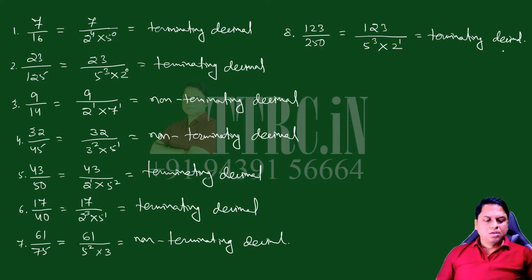So just remember, whenever we are getting only 2 or 5 or both as factors of the denominator, that number is definitely a terminating decimal. If we are getting any other factor, any factor other than 2 or 5, then that is not a terminating decimal, meaning it is a non-terminating decimal.